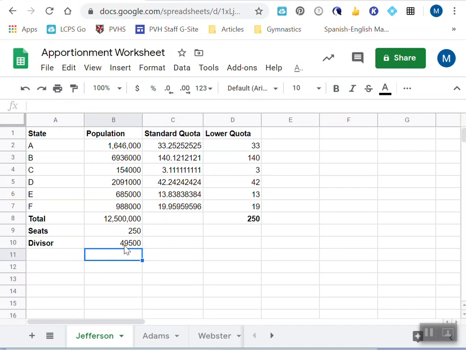49,500, and that does give me 250 seats. Now, there are multiple numbers that will get you to the right number of seats. For example, if I made my divisor 49,501, it's still the same number of seats. So, my modified divisor is going to be 49,500, and then I'm going to copy my modified quotas and my apportionment based on the Jefferson method.